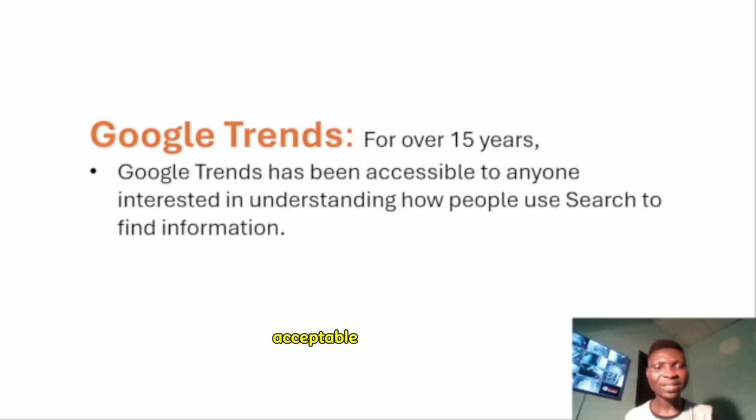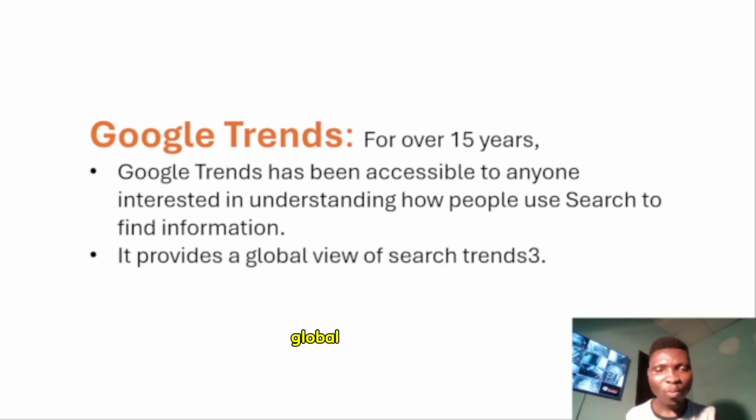Google Trends has been accessible to everyone interested in understanding how people use search tools to find information. All right. It provides a global view of search trends. So, what are you still waiting for? Start making use of this wonderful tool. SEMrush, Boostmo, Google Keyword Planner, Google Trends. Start using them to optimize your page and see the growth. By default, instead of running adverts or paying an influencer, you optimize your page yourself and start hitting it big without the support of anybody.